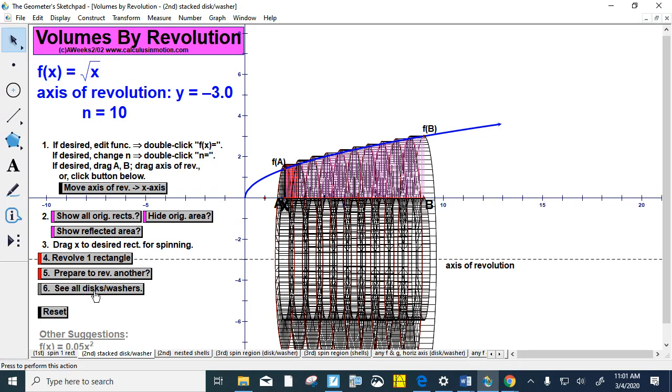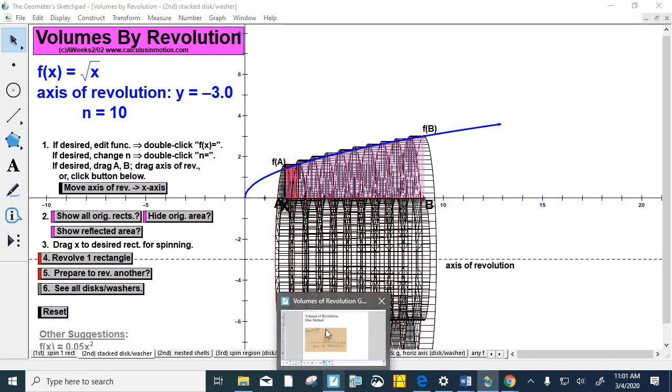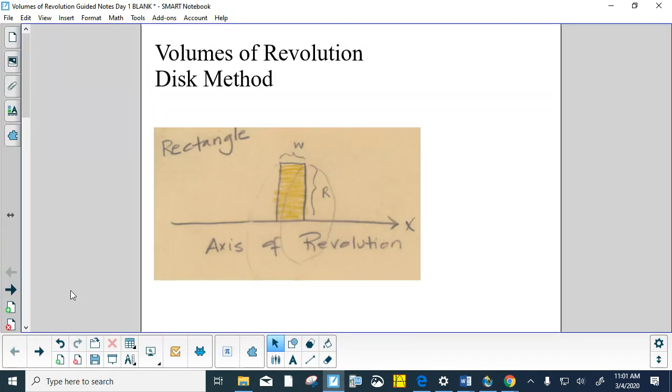Okay, so I just wanted to show the visual of what we're doing. So we're adding up a bunch of discs or we're adding up a bunch of washers, okay? And we'll do a bunch of examples of doing that today. All right, so here we go. Let's talk about the math.